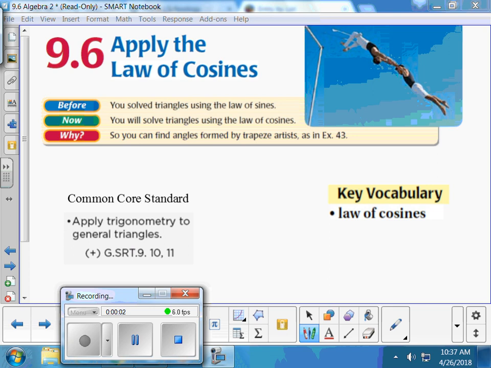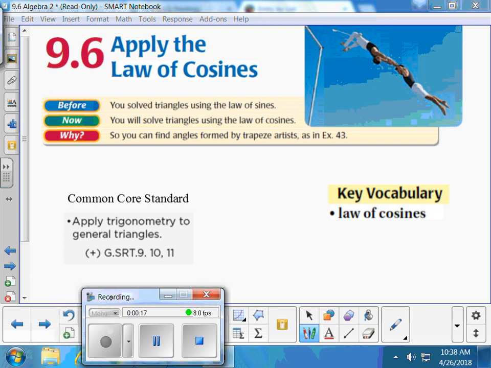What's up, math scholars? This is an exciting day. It's sunny out. There's a track meet, but the most exciting thing, the last lesson in the chapter. Woo! Who's excited? All right. Much better than yesterday, guys.